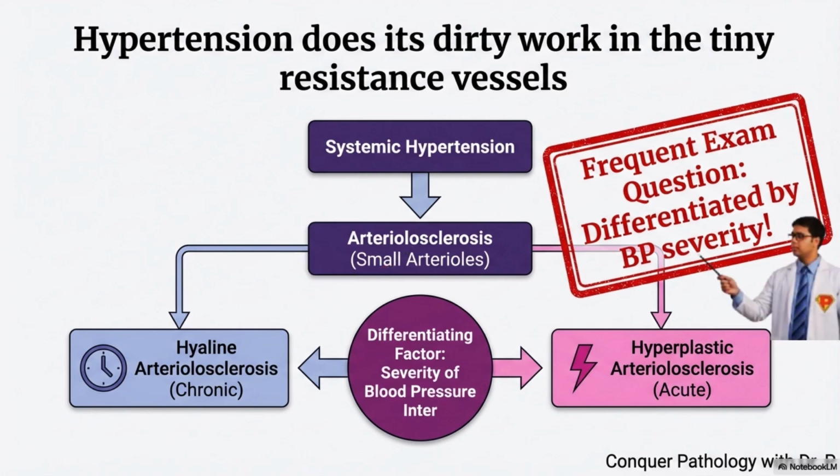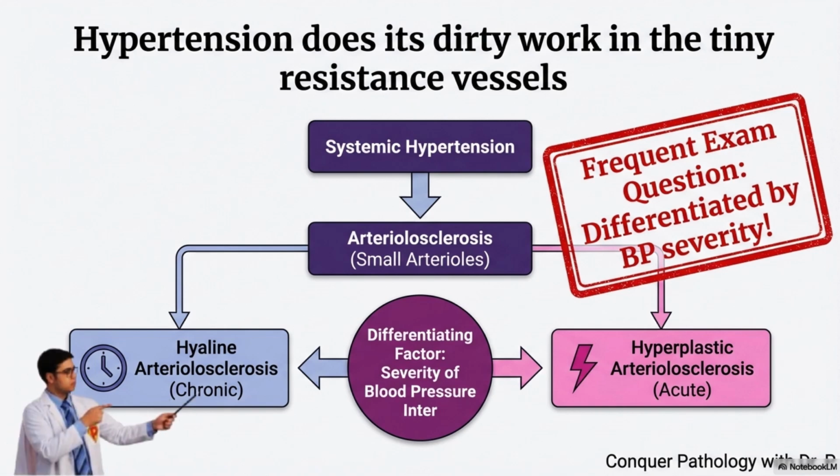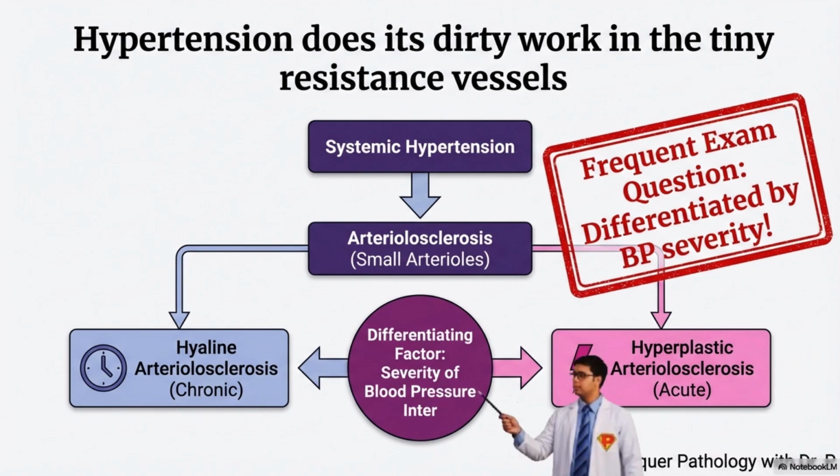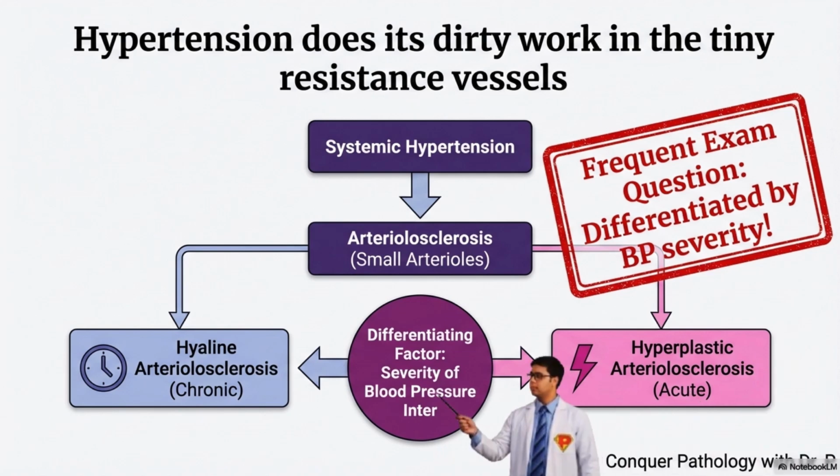Now pay attention to this frequent exam question. How do we tell the different types apart? They are differentiated by BP severity. We have two main players. On one side, we have hyaline arteriolosclerosis, which is driven by chronic hypertension. On the other side, we have hyperplastic arteriolosclerosis, which is driven by acute severe hypertension. The absolute key differentiating factor is the severity of blood pressure.